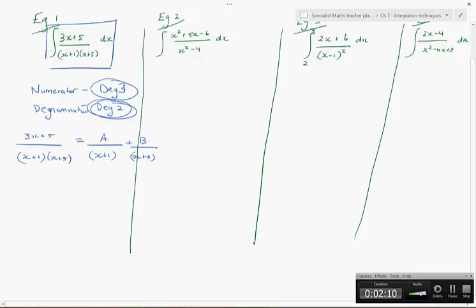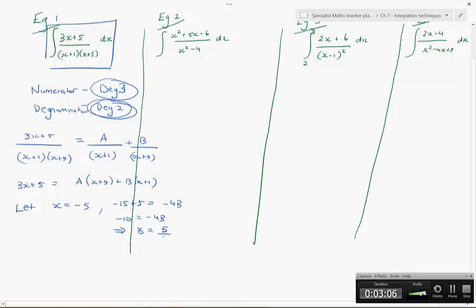Now, I want to get a common denominator on both sides, so I'm going to skip a step. It should be fairly obvious that I've got to multiply A by x plus 5 and B by x plus 1 to do that. So now I want to solve for A and B. I'm going to let x equal negative 5, and therefore 3 times negative 5 is negative 15, plus 5 is going to be equal to negative 4B. So we've got negative 10 is equal to negative 4B, which implies that B is equal to 10 over 4, or 5 over 2.